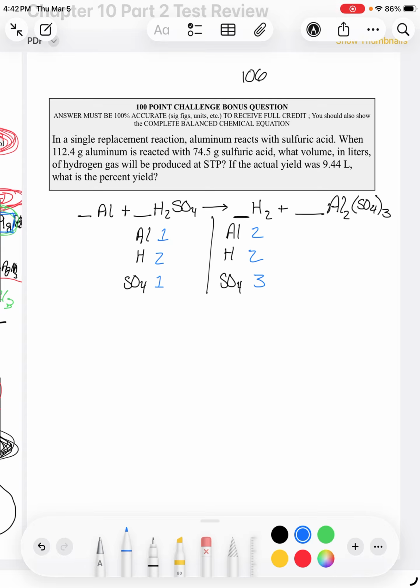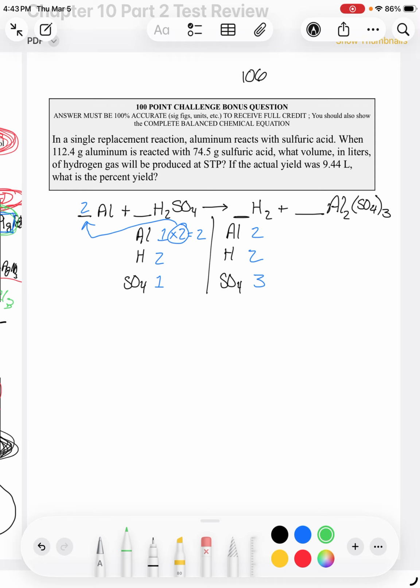What's our first thing to balance? Always the metals. So let's try that. I'm going to multiply aluminum by 2, and that 2 represents the coefficient. Then we're going to look at our hydrogens. Hydrogens are currently balanced. Well, actually, we should chronologically go to sulfates first, right? We go metals, nonmetals, hydrogen, then oxygen. So let's go to sulfate.